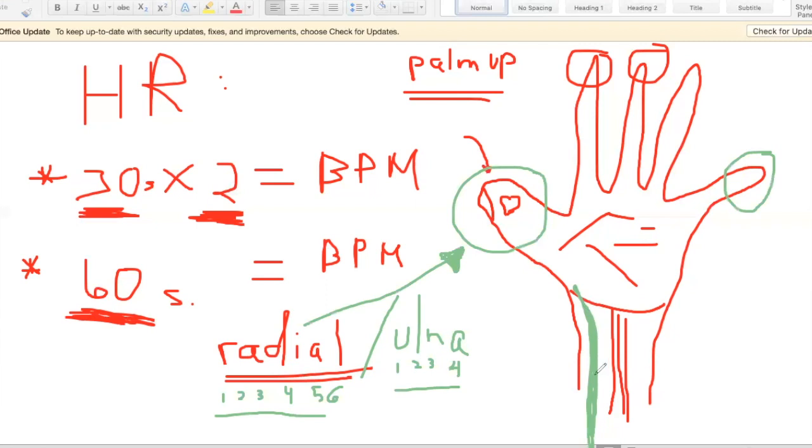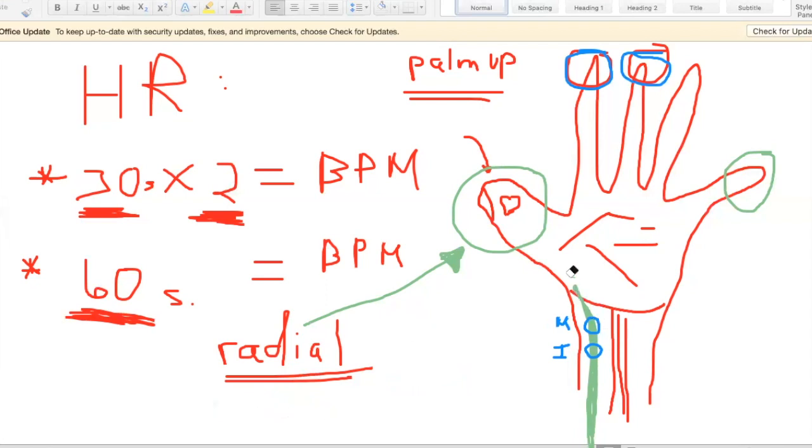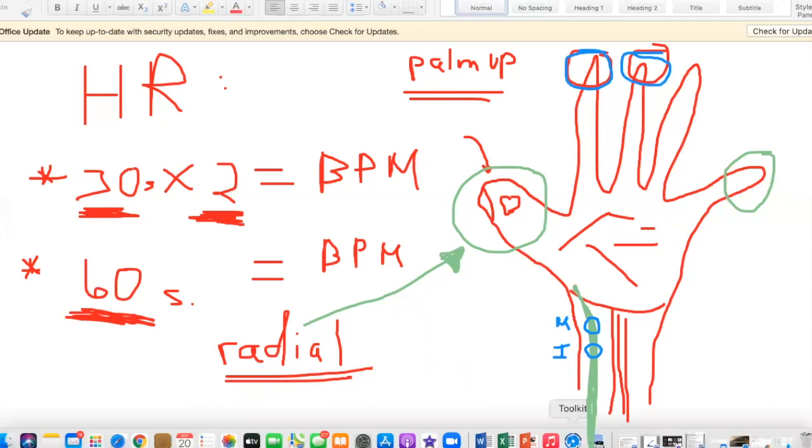So the radial side is right here, and what you're going to do is take your index finger and the middle finger of your other hand, obviously. Am I recording this? Yes. And you're going to put your index finger here. Actually, just kidding, this is your middle finger here, and you're going to put your index finger right here. You might have to shift your fingers up and down a little bit. But if you put your index finger and your middle finger on the radial side and you palpate your radial artery here, you should be able to feel your heart rate.